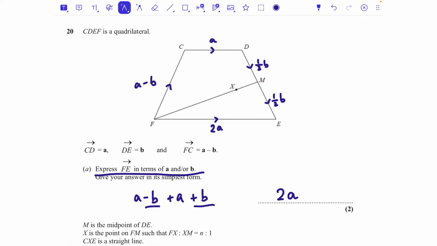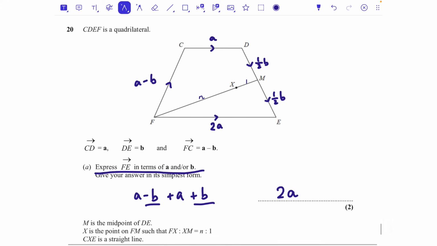What they want is they're saying this line here is in the ratio N to 1. So if I can work out what F to X is, and then I can work out what F to M is, then I can compare that and get that ratio.